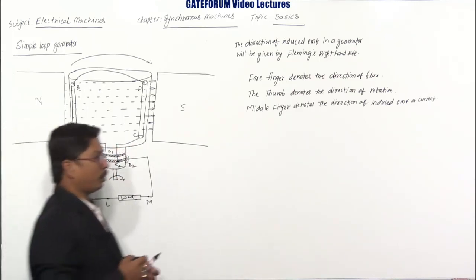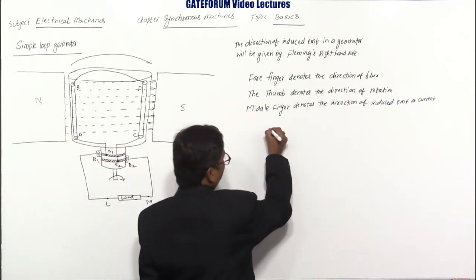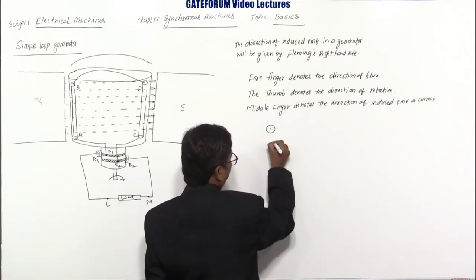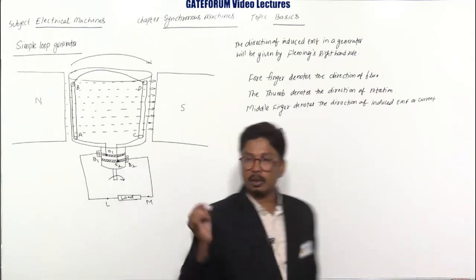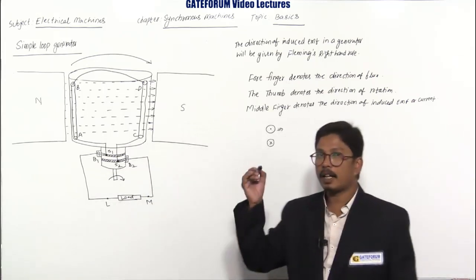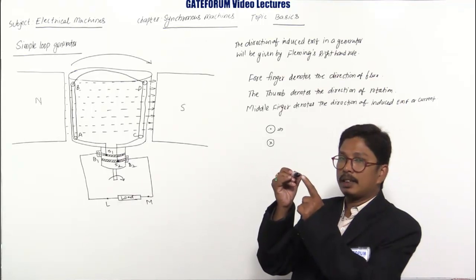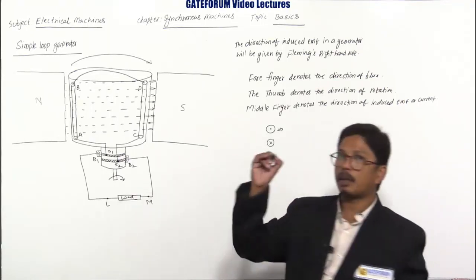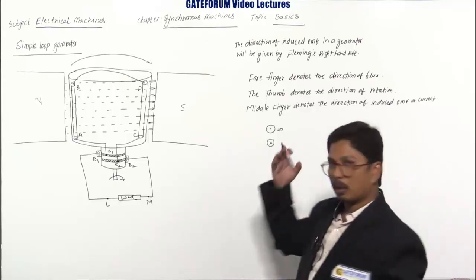So we need to show inward direction and outward direction on the board. So we have two notations. One notation is dot and one notation is cross. Dot means whenever an arrow is coming towards you, you are able to see the dot. So when you are seeing the dot, the arrow is coming towards you, which means it is coming out of the board.